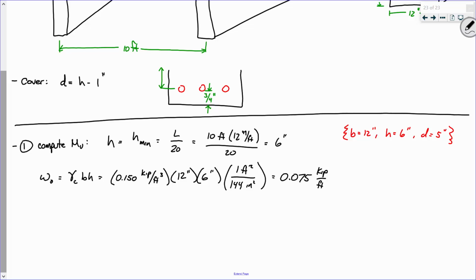I'm going to say that the live load is just that pressure times B, right? So what's the load? 200 pounds per square foot or 0.2 kips per square foot, right? So over 12 inches, but that's a foot. Simple, right?